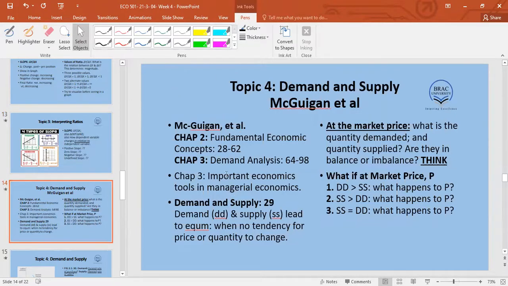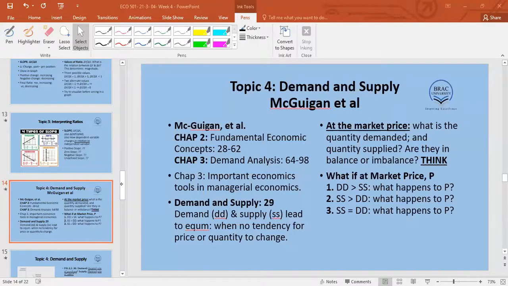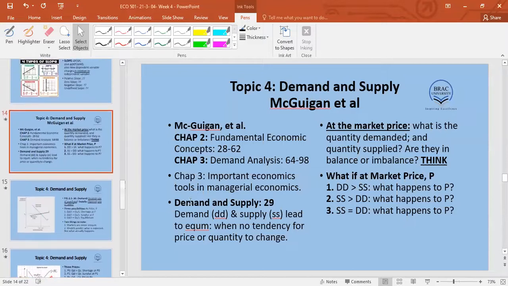Okay, this is our demand and supply. Most of us have done demand and supply in undergrad, right? Yes, sir. Okay. So since we've done demand and supply, I'll try to keep it as simple as possible, as much as we need for this course. There's no point making things too difficult. Okay, now we are going to a new book, McGuigan. We are going to look at chapter 2 and chapter 3.